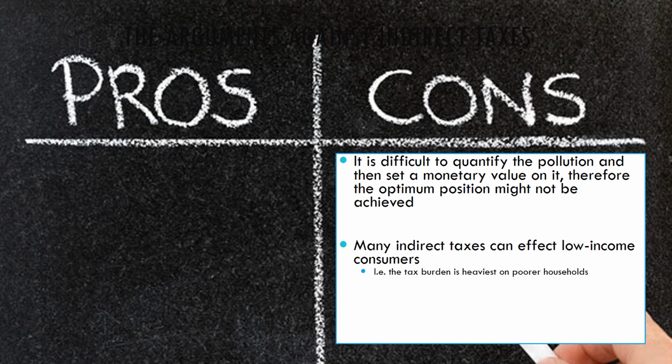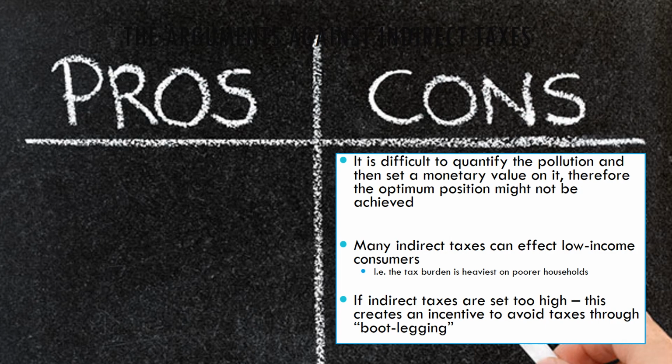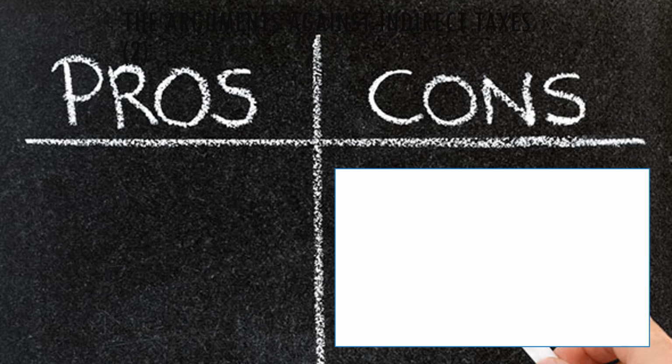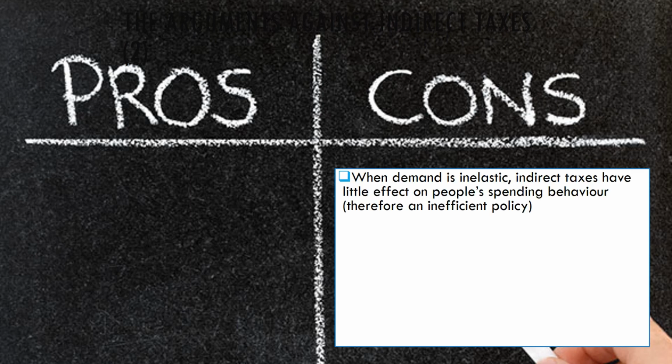Often indirect taxes affect particularly low-income consumers. If we're talking about an indirect tax not linked to income, it has a heavier, more significant impact on the households of poor people than on the rich. And we might question whether that's fair. Also, if indirect taxes are set really high, it creates an incentive for people to try and avoid tax through illegal measures, for example, bootlegging, where you don't declare that you've sold the product and therefore don't pay or collect any tax.